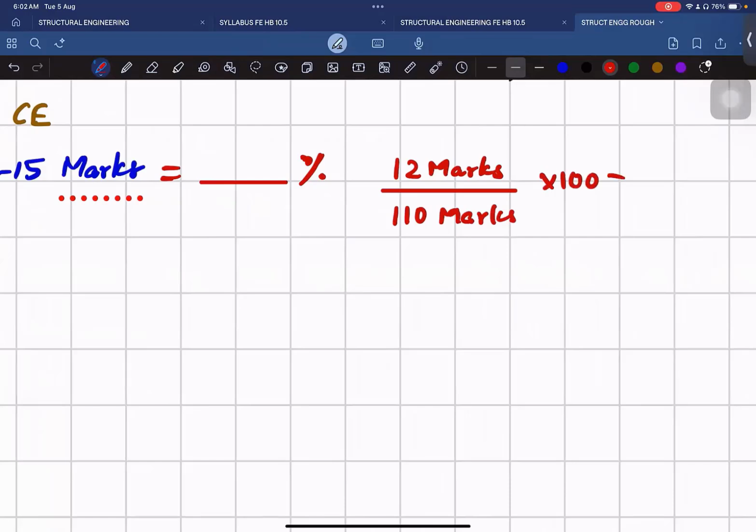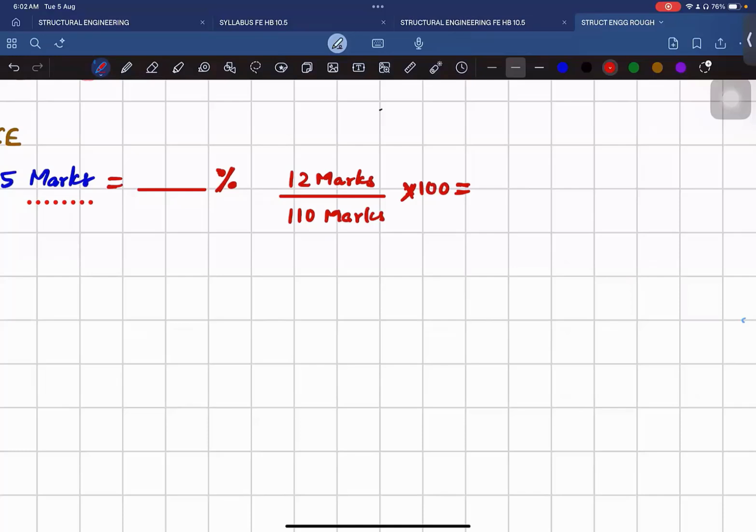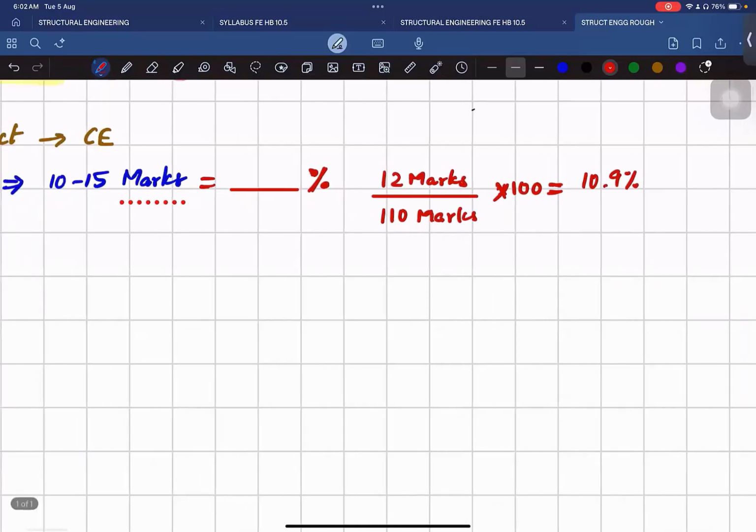So 12 by 110. Is this value 9 or 9 point something? You have to tell me, then only I draw. Do it on your mobile or somewhere else. Tell me the percentage exactly. 10.9. Okay, 10.9 percent.